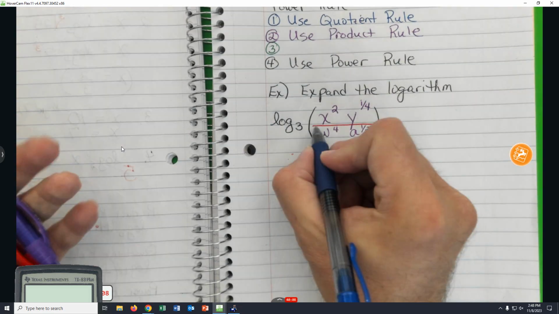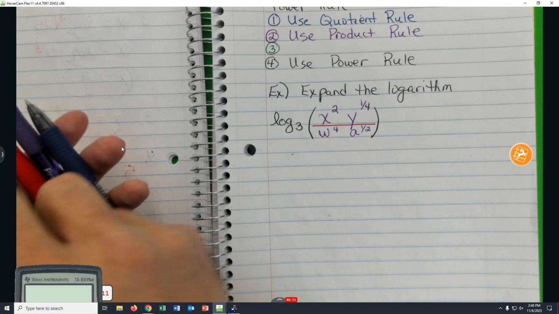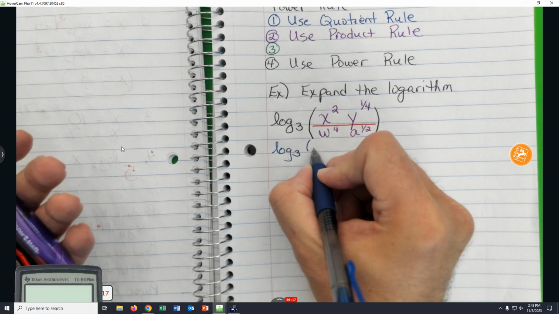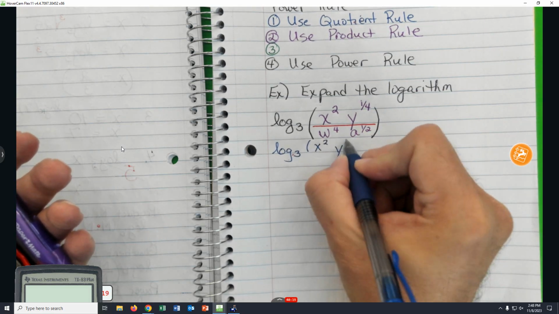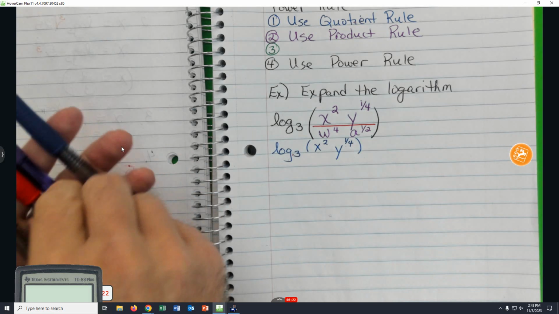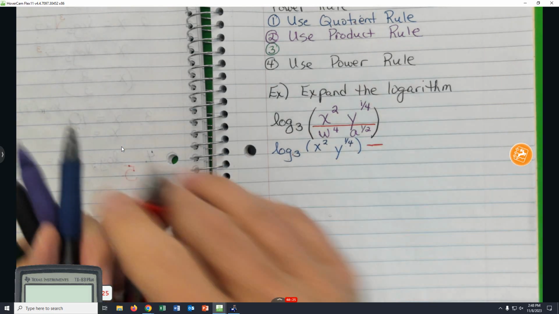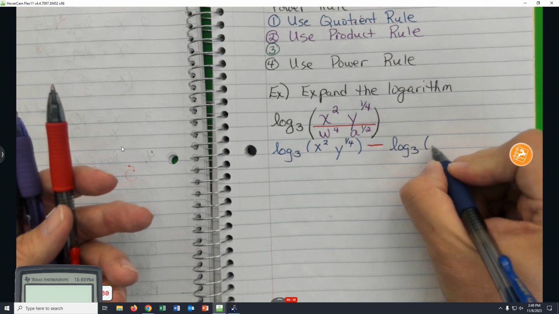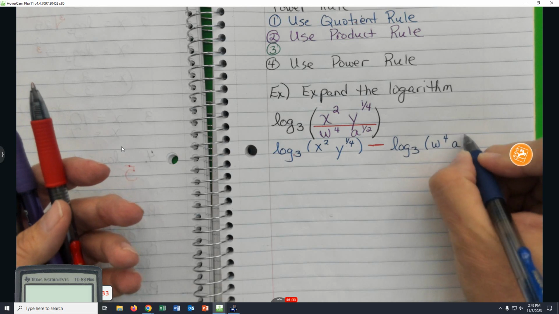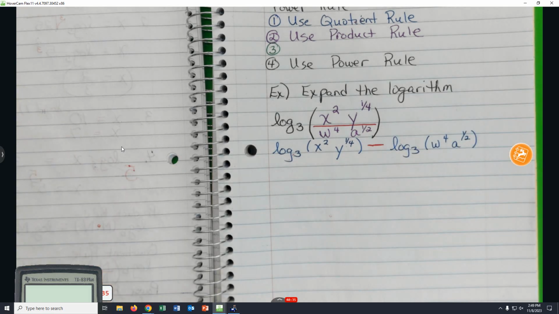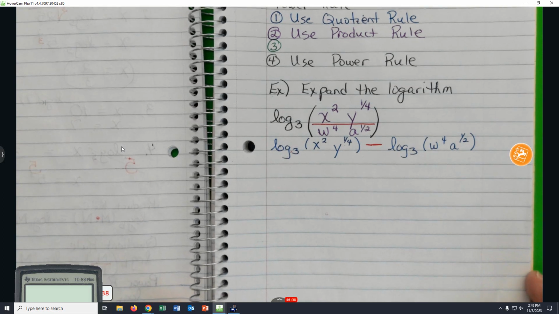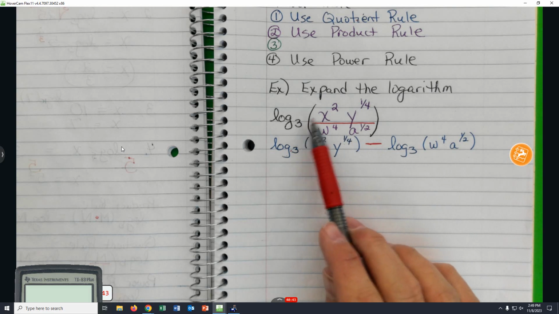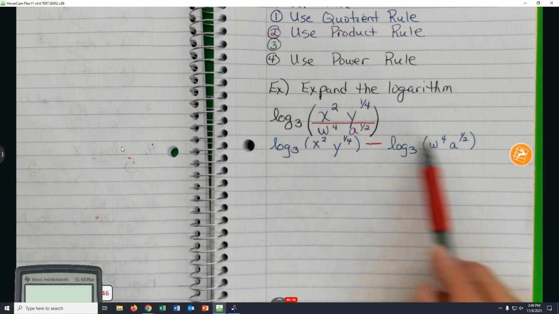Okay. And so I'm going to now rewrite this: log base 3 of the numerator, x squared y to the 1/4, then a minus log base 3 w to the 4th a to the 1/2. So that was just the quotient rule that I just used. I went log top minus log bottom.